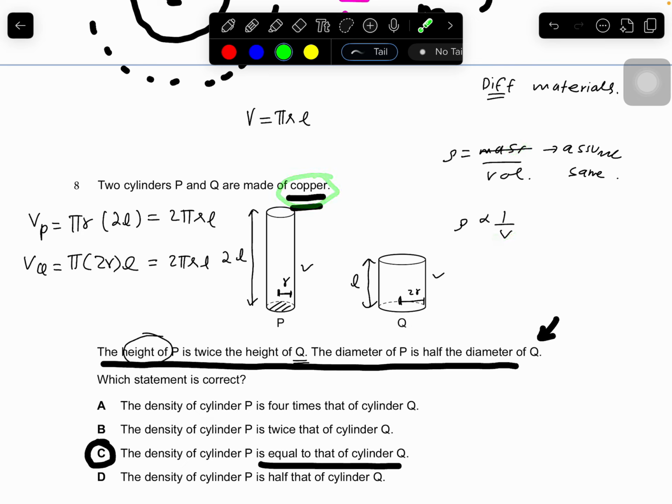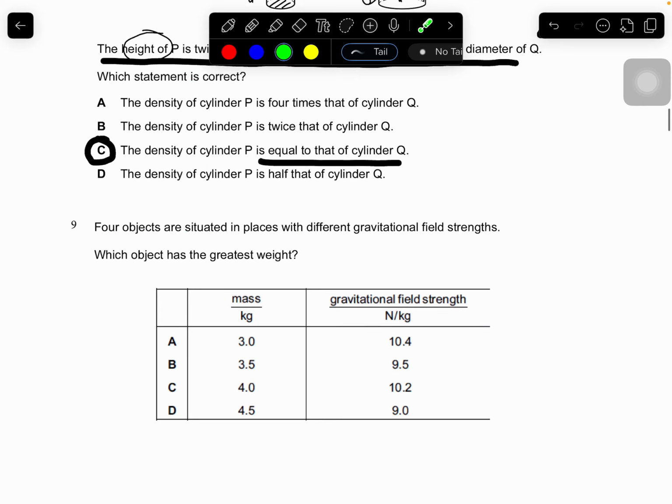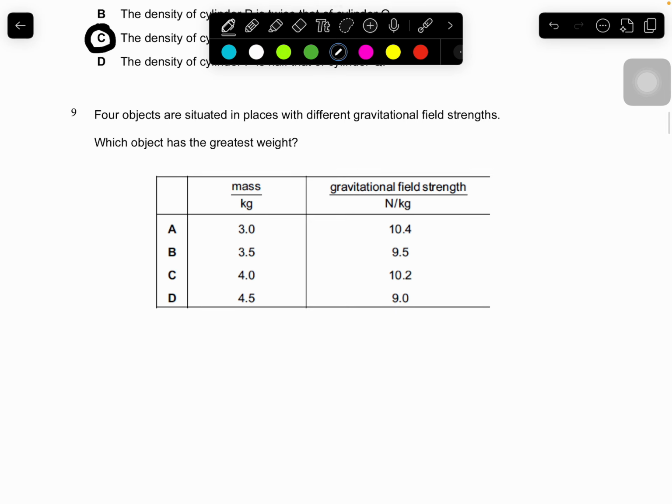But we won't do all of this math because we're smart, okay? And we know that the material is copper for both of them, so the density is going to be the same. But you will need to do this when you have different materials. So now you know the method, in case you get a question that has objects of different materials. Okay, let's see the next one.